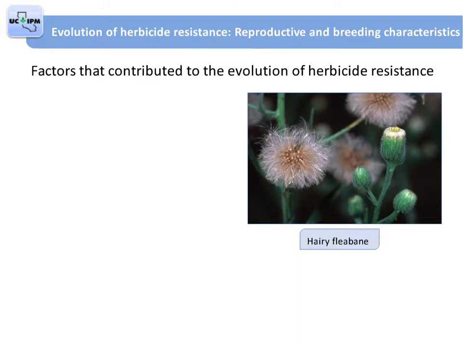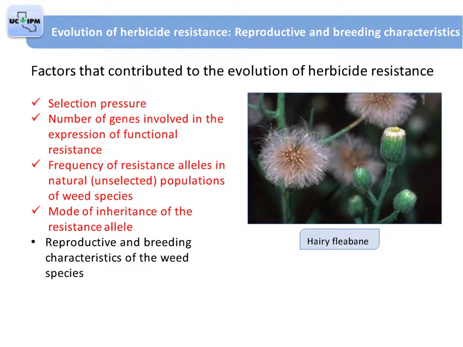Reproductive and breeding characteristics of the weed is another factor contributing to the evolution of herbicide resistance. Is the weed self-pollinated or cross-pollinated?